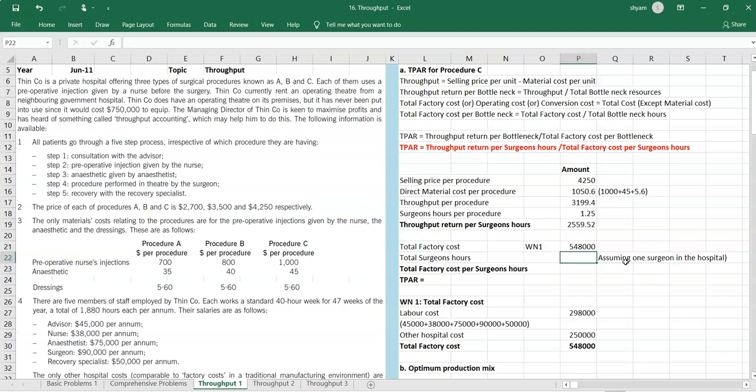So one surgeon means, how do we find his time? They have said it is 40 hours per week, and there are totally 47 weeks. Just multiply, that will give you the total surgeon hours. That comes to 1880, the same number they have mentioned. So divide the total cost by the surgeon hours. It comes to 291.49. So what's a TPAR? TPAR is very simple. I'll put it here as a working, if you want.